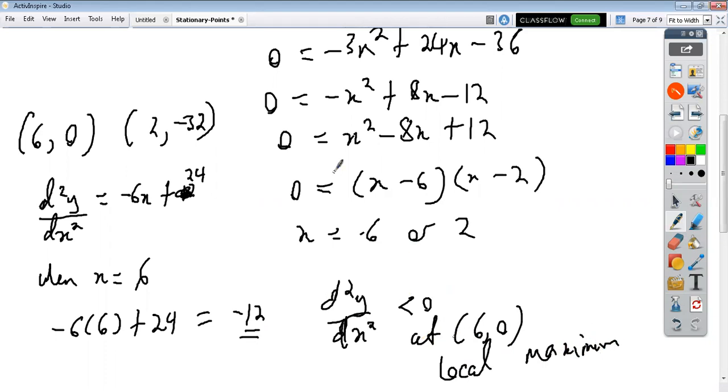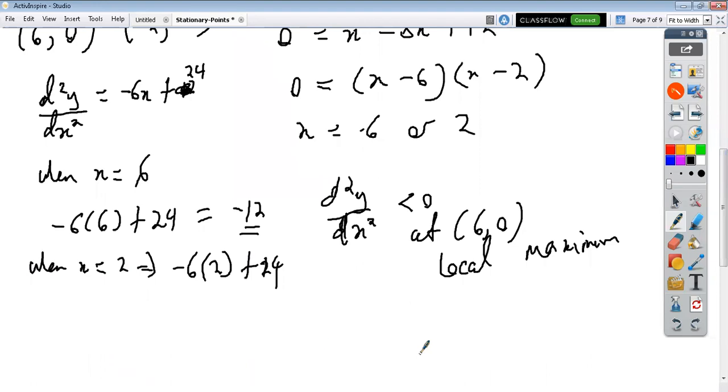Now let's do the same for this one. x is equal to 2. We're getting 12. So it's negative 6 brackets 2, like what you're saying, plus that 24. You're getting what? Positive 12. Yes, positive 12.